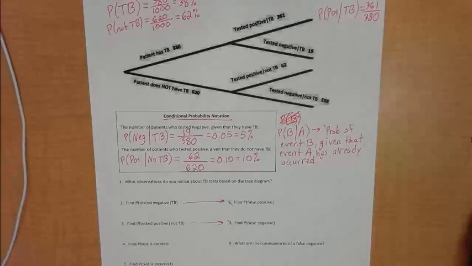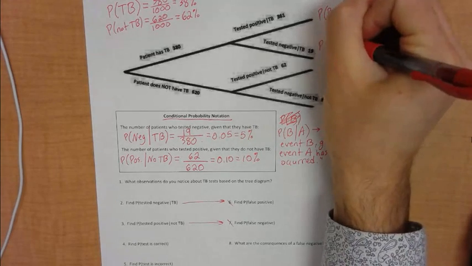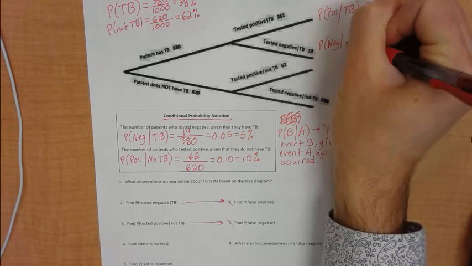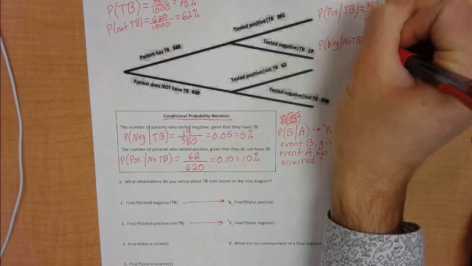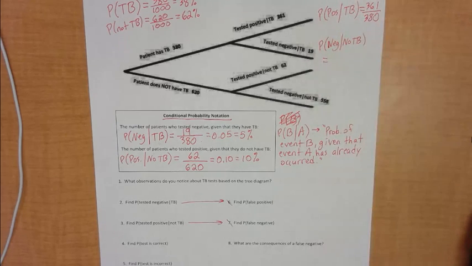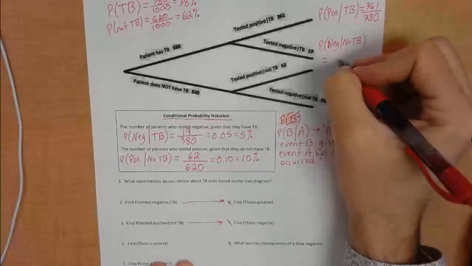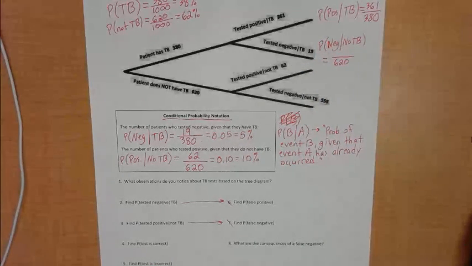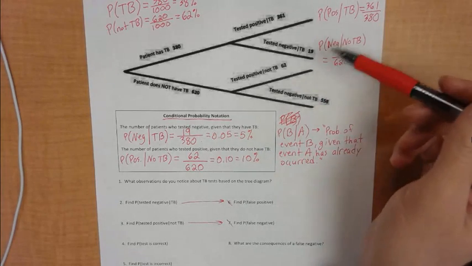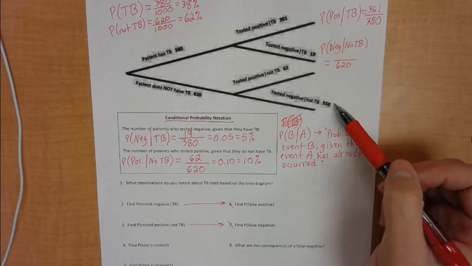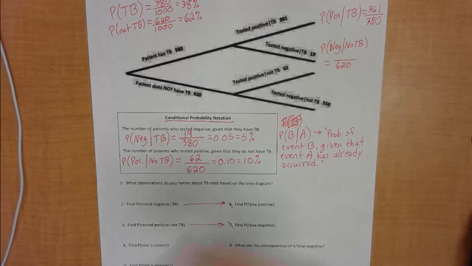So if we go the other direction, if we have the people who are testing negative, given that they do not have TB, well, that's good. You don't have the disease, you test negative, and you're able to move on. So now if we look at no TB, that's 620 people. And then the people who test negative is 558 people.